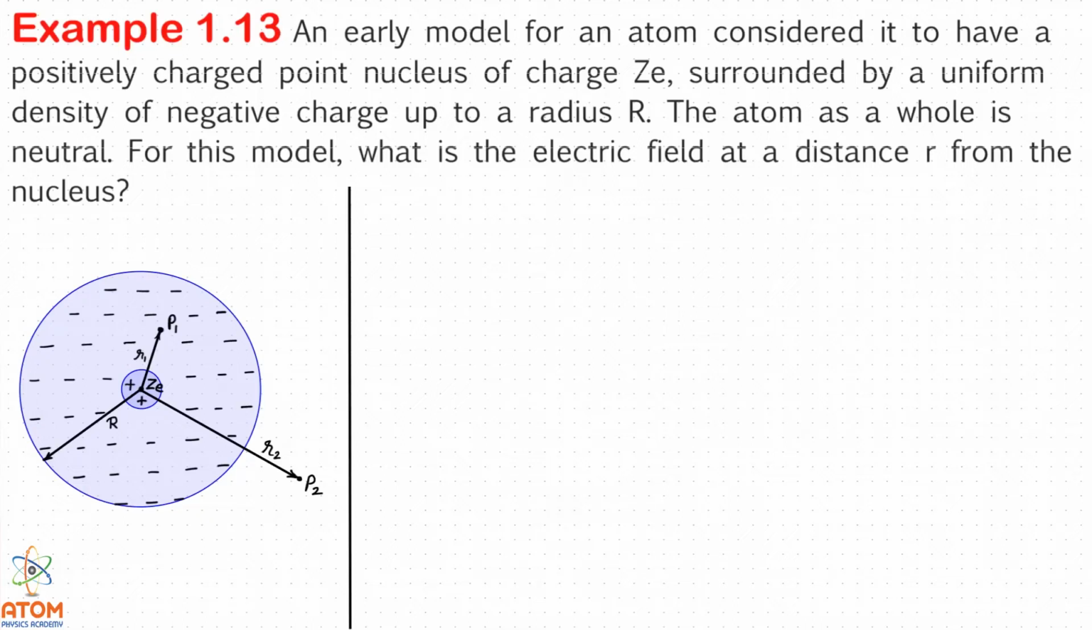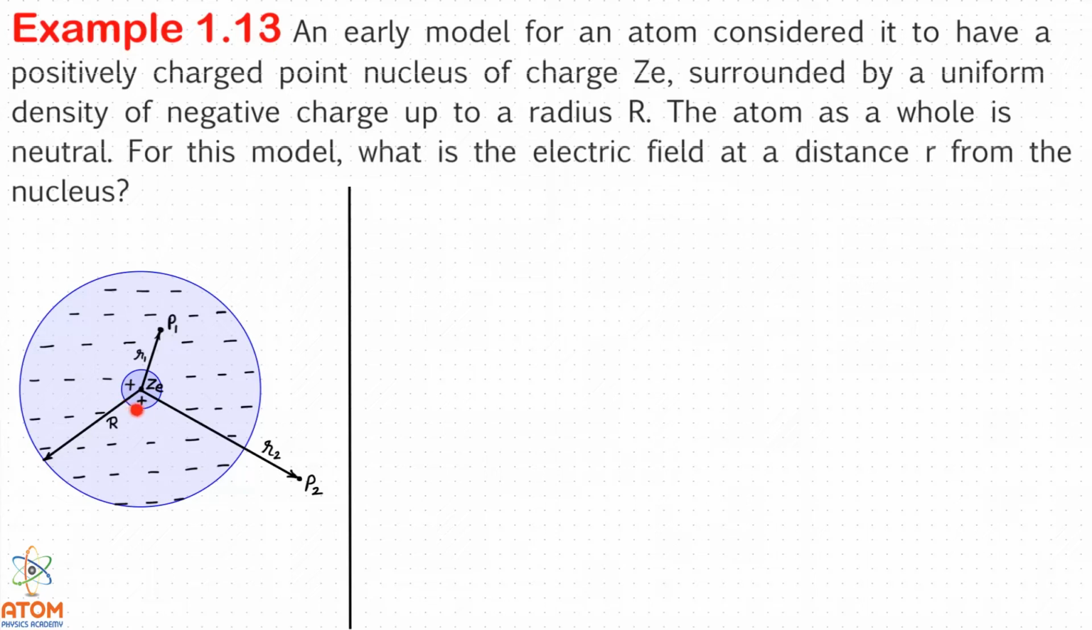Let us see example 1.13. An early model of an atom considered it to have a positively charged point nucleus of charge Ze. In the earlier model of atom, it was having a point-like positive charge as a nucleus, which was having Ze charge.